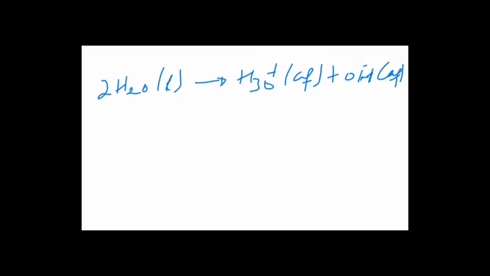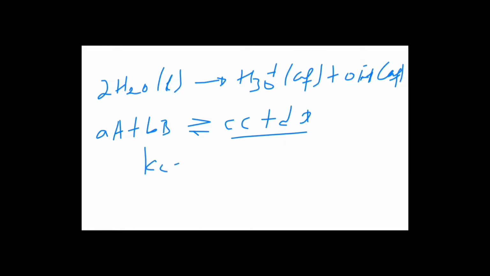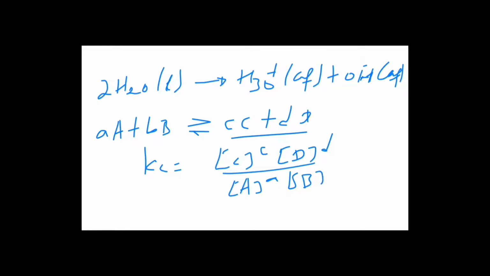If a given reversible reaction is A plus B to form C plus D, to write the equilibrium expression, the product is divided by the reactant. So Kc equals concentration of C to the power of c, using the coefficients as powers, times concentration of D to the power of d, over concentration of A to the power of a, concentration of B to the power of b.